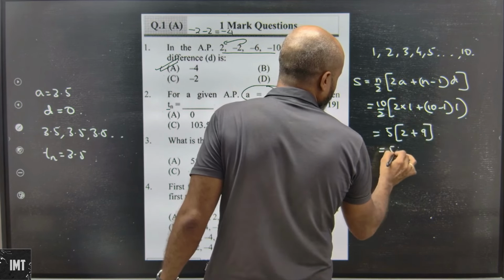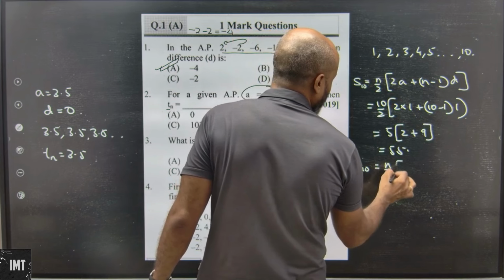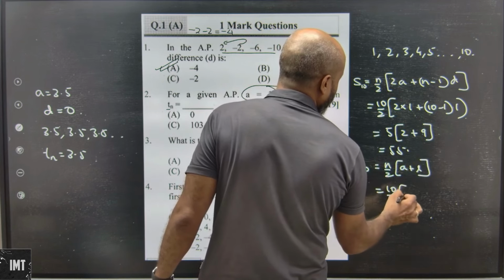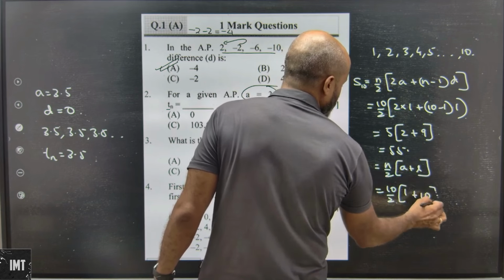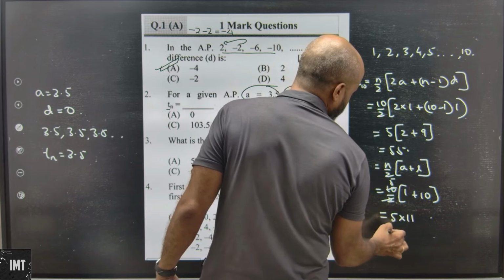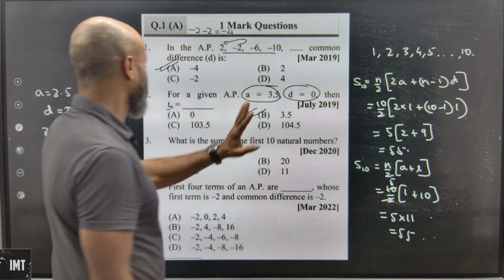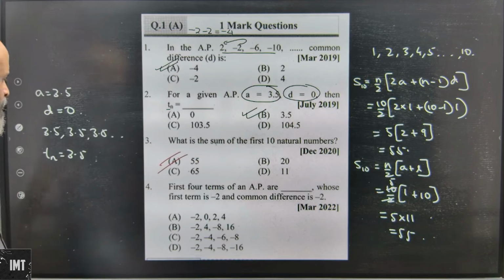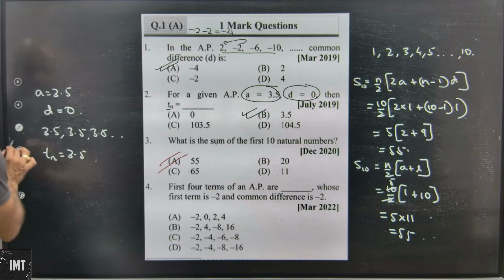If you happen to do it in this way, that will be n by 2 into a plus l. So this will be 10 by 2 into a, that is 1, plus 10. So that's going to give you how much? 2 5s are 5 into 11, that is 55. So in both ways, you are getting the same answer, which is what? 55.